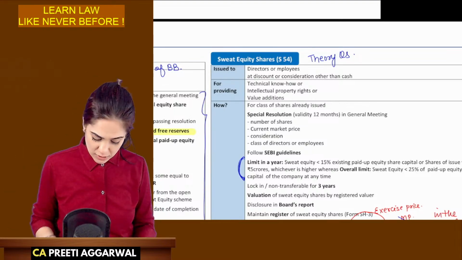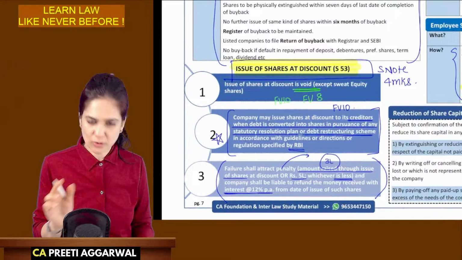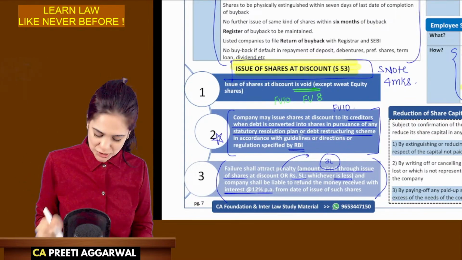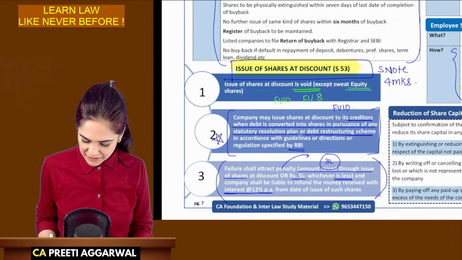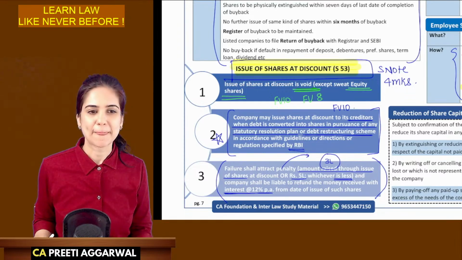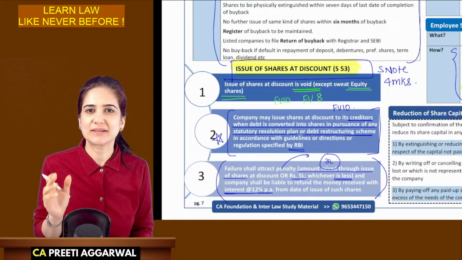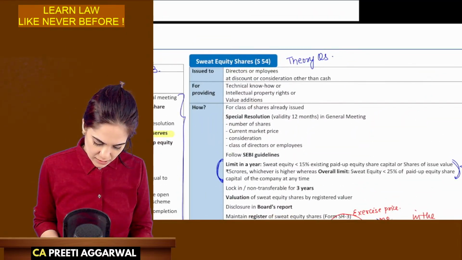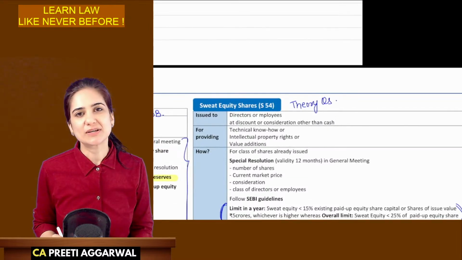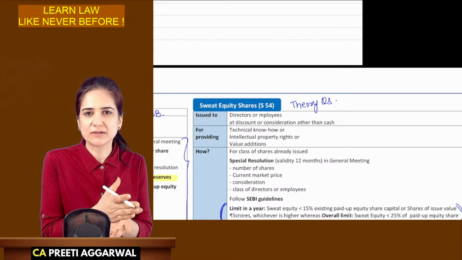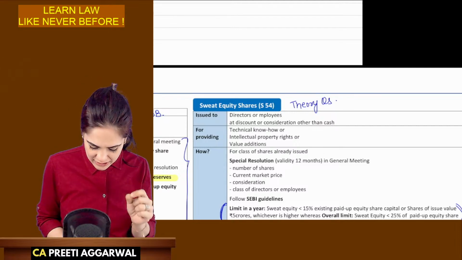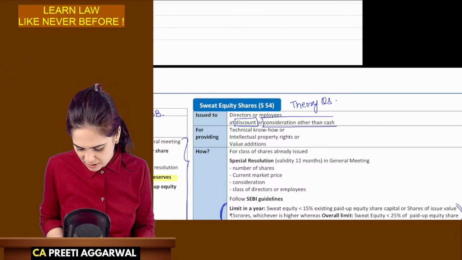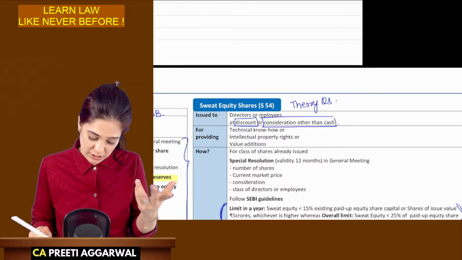Now, we had studied that you cannot issue shares at discount, but there's an exception. You can issue shares at discount if it is sweat equity. So sweat equity shares are those shares which are given to directors or employees either at a discount or for consideration other than cash. What is the consideration?